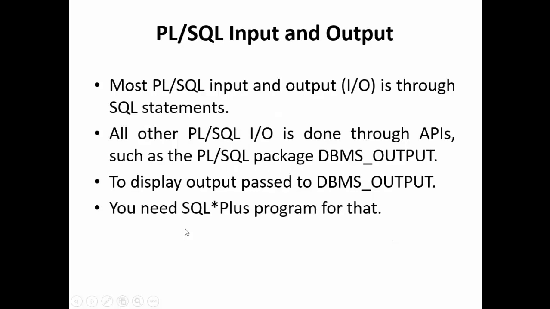Most PL/SQL input output is through SQL statements. So input is like you get the values from the tables and you can write it to the table, using SQL statements. And all other PL/SQL IO is done through application program interfaces, APIs, such as the PL/SQL package DBMS_OUTPUT. We use this package to print the values of the variables or actual messages to the user. To display output, pass to DBMS_OUTPUT. You just use DBMS_OUTPUT.PUT_LINE, and that is used to display the message to the user.